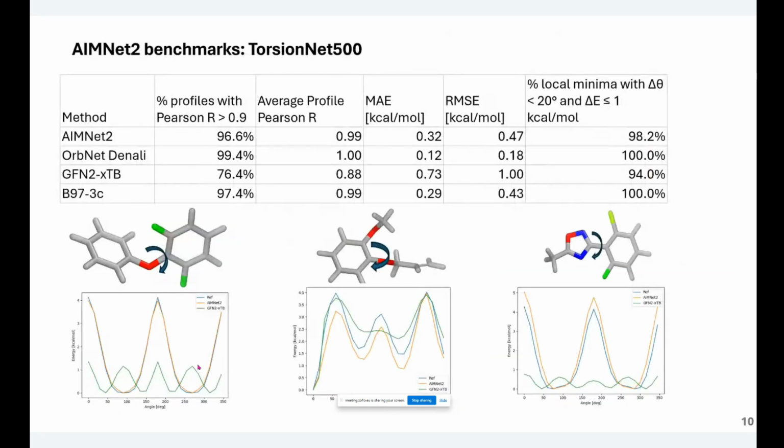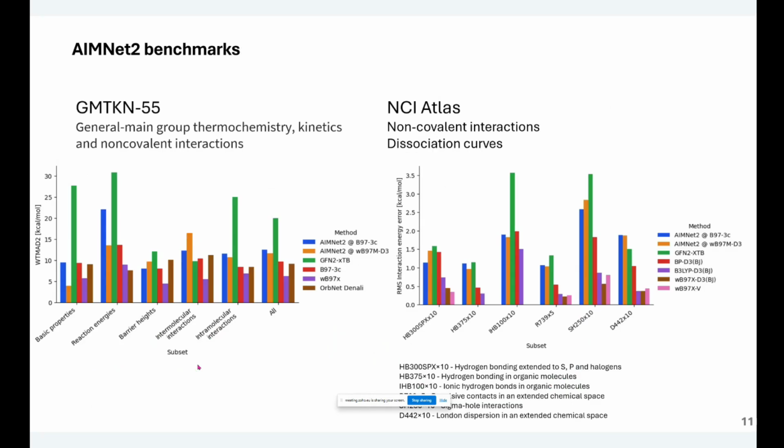Okay, moving on to results. Decent torsion scans, and generally way better than GFN2-xTB. And we're comparing with another model, OrbNet-Denali. It's a so-called transferability model. It's a model built on top of xTB output, so it's not cheaper than xTB. But it's a pretty good one. But anyway, for standard torsion scans, it's already better than GFN2-xTB.